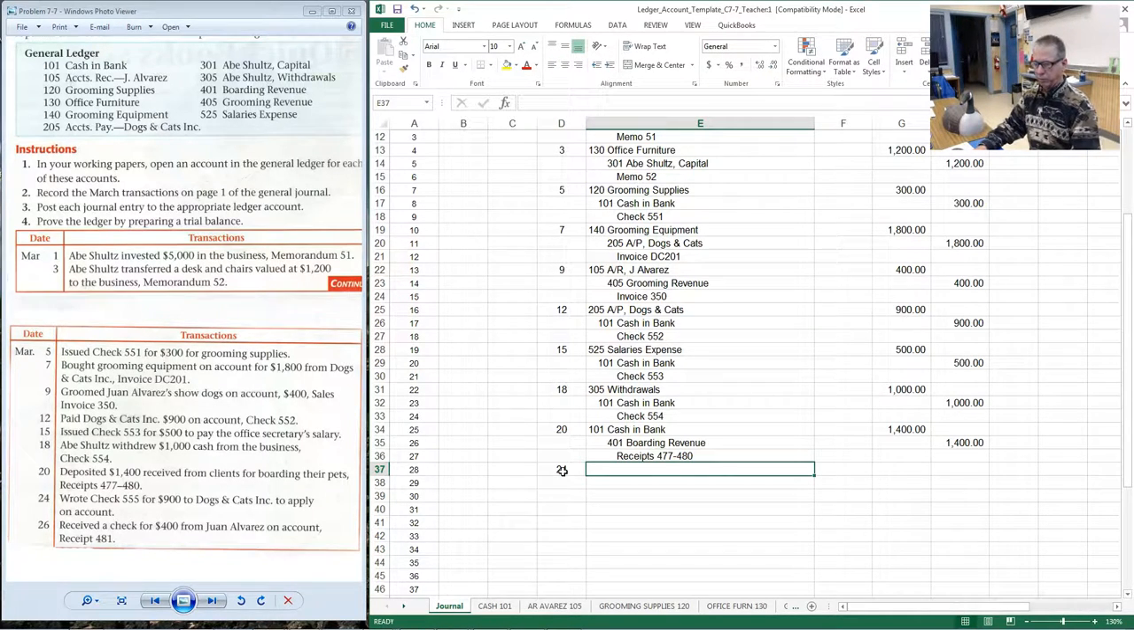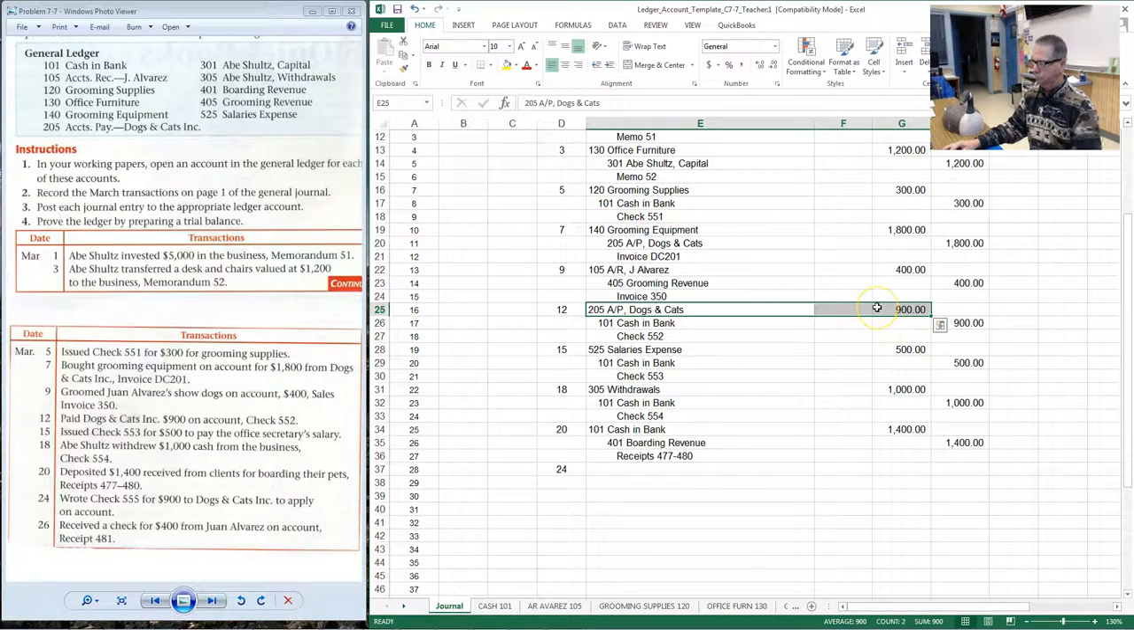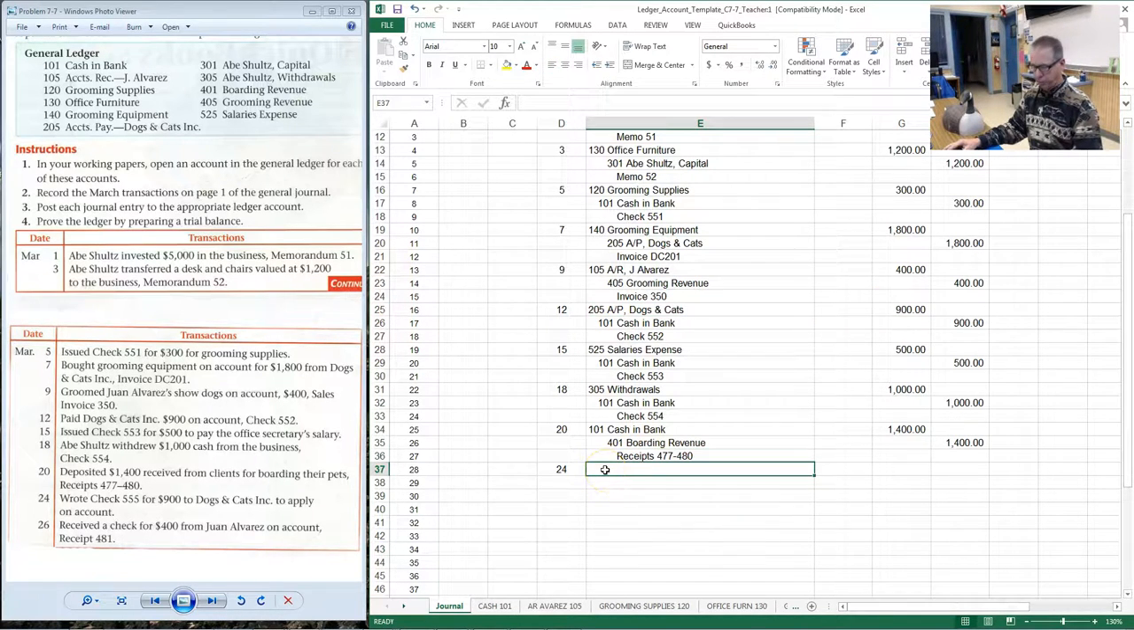24th. Wrote check 555 for $900 to Dogs and Cats Incorporated to apply on account. So once again, looks like we're paying the balance of this, where we had charged $1,800, and then we made a $900 payment. Now we're making another $900 payment. So why don't we do this? Let's just copy that. It's going to be another debit.